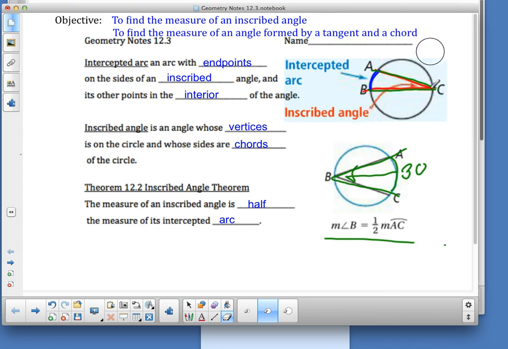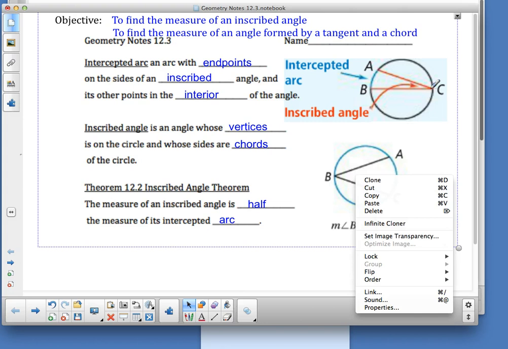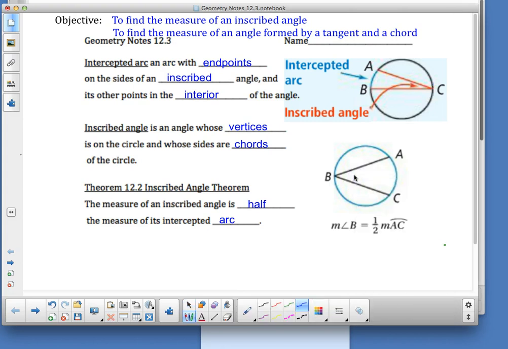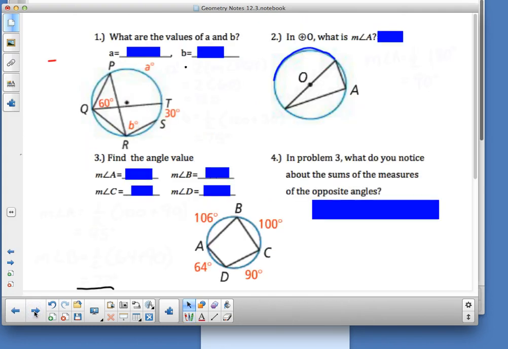You reread your notes, you connect the properties with the diagram, and it tells you what to do based on what you see. I have an inscribed angle ABC. If I know the angle value, say it's 25, I double that angle value. If this angle is 25, I would double it and find that this is 50. That's all about inscribed angles and the arcs they intercept. Keep that in mind as we're going through. Halvesies and doublesies.